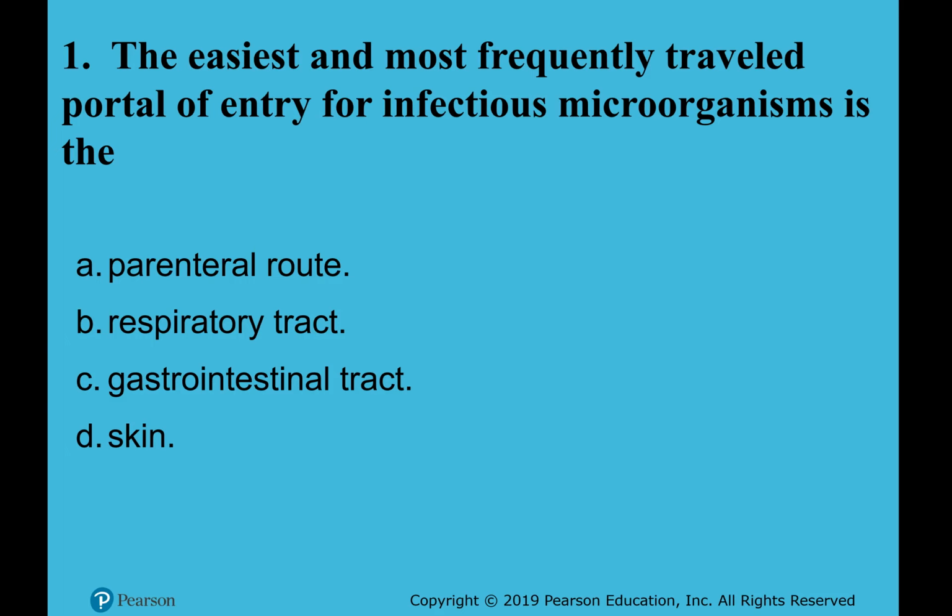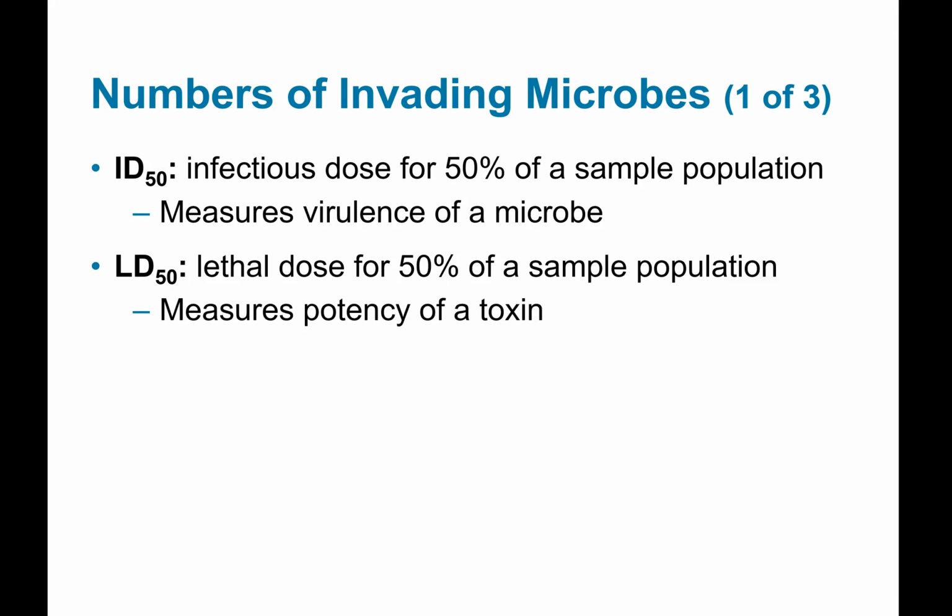So this question: easiest, most frequently traveled portal of entry? Respiratory tract. All right, so just because a microbe comes into a portal of entry that it needs to come into, because again, remember, they often have a preference. They can't just come into any portal of entry. Once they get in the right portal of entry, it does not guarantee that you will get an infection.